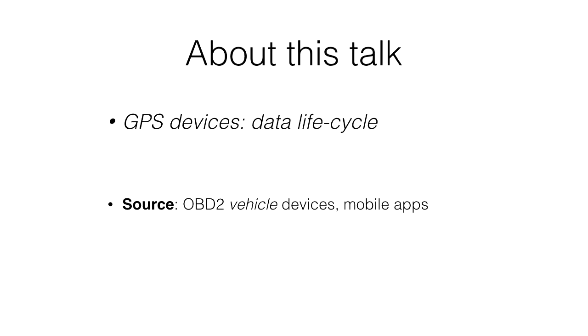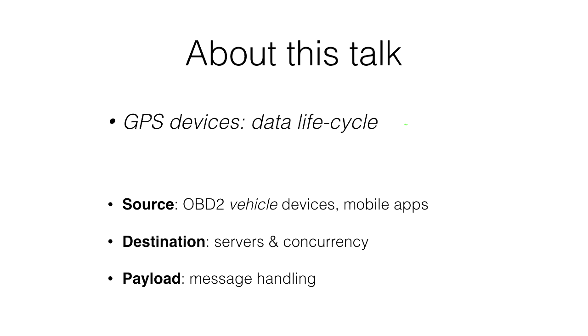So the menu for the talk is pretty simple. We're going to look at the source of the data, where it comes from. I'm going to focus really on OBD vehicle devices, these things that you plug into your car, and I'll show you what that looks like shortly. The destination, where the data actually gets sent to, which is the server that you're responsible for writing. And then how you do a little bit of message handling. There's not a lot of time to go into detail, so I'm really going to give a high-level overview of each of these sections.